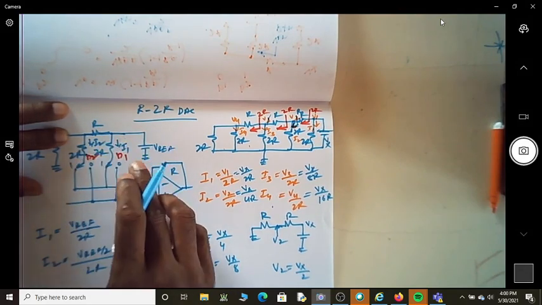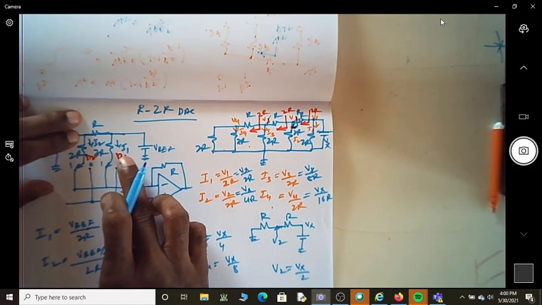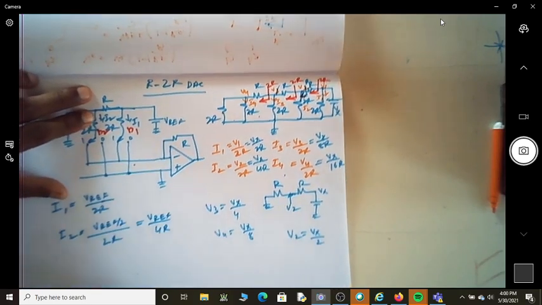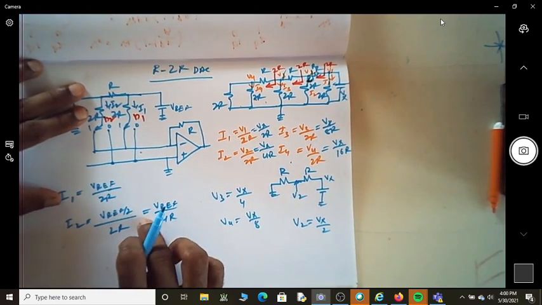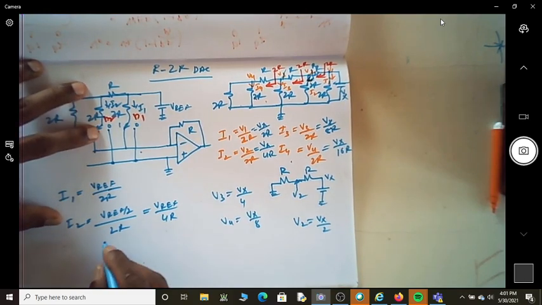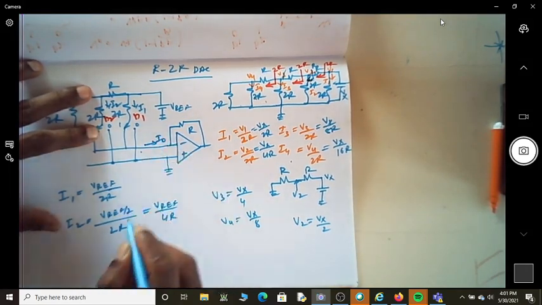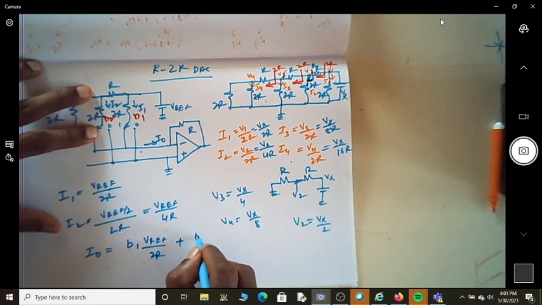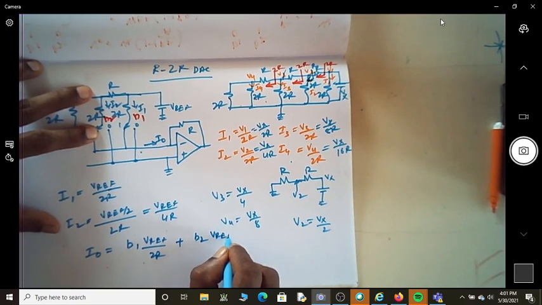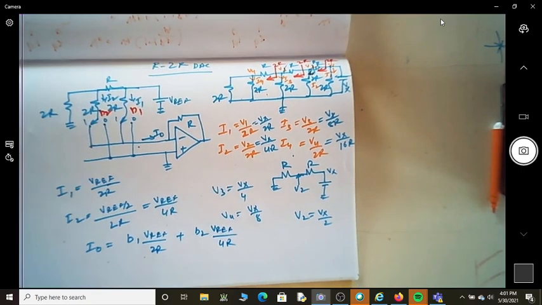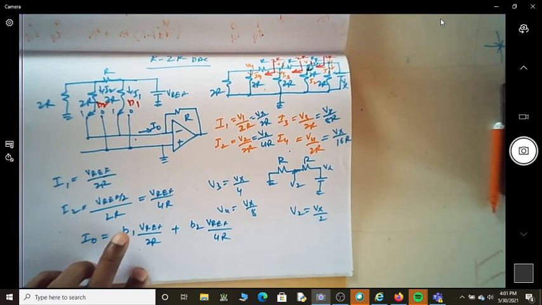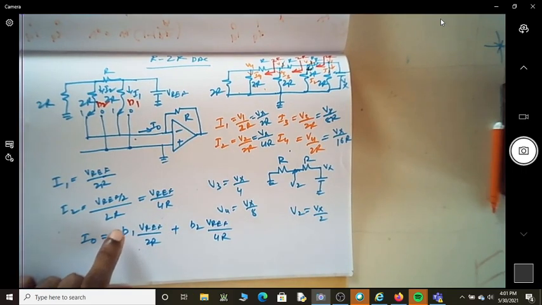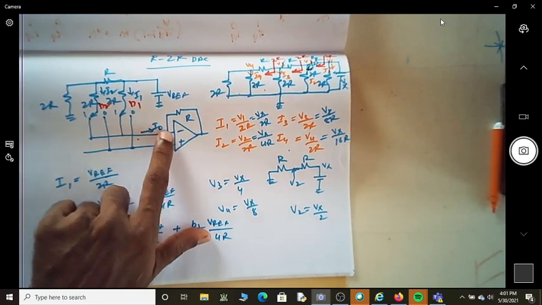If B1 and B2 both are 1, then depending on whether B1 is 1 or 0, I will have the summation of all these currents. So I can write the current I0 as equal to B1 V reference by 2R plus B2 V reference by 4R. What are the possible values of B1, B2? It can be 1 or 0. If it is 0, 0, no current flows here.